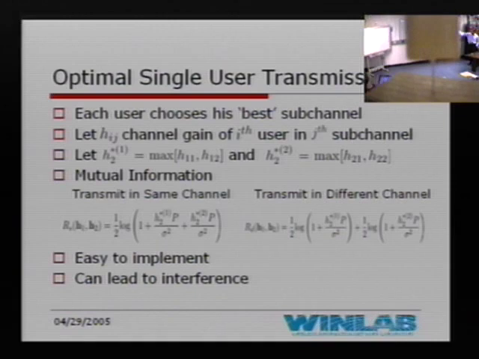If Hij is the channel gain of the ith user in the jth subchannel, so I have these 2 random variables. This is user 1's best subchannel, and this is user 2's best subchannel. If we go on and see what the mutual information expressions are, that really depends on whether both users are transmitting in the same channel.